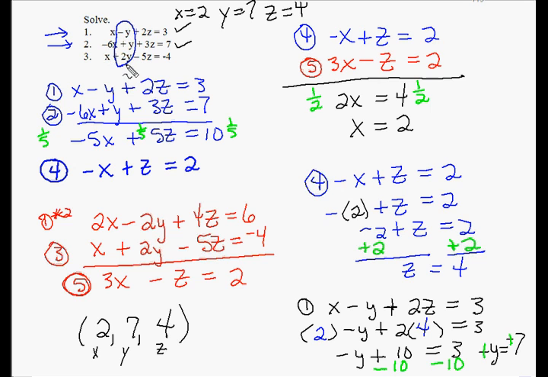Negative 5 plus 12 is 7. 2 plus 14 is 16. Subtract 20 is negative 4. So that's the only way you'll know that your solution actually works, is to check it back in all three equations.